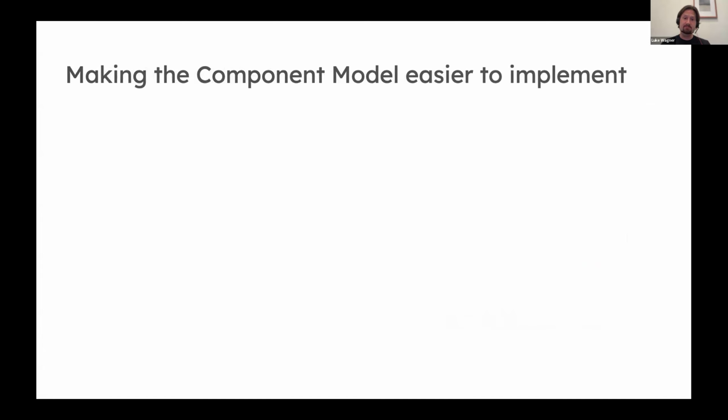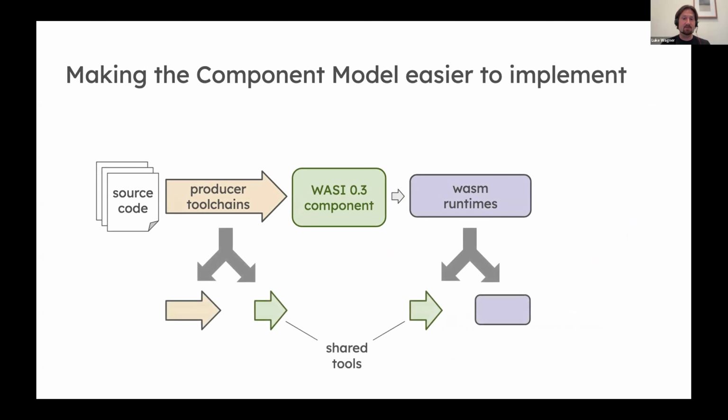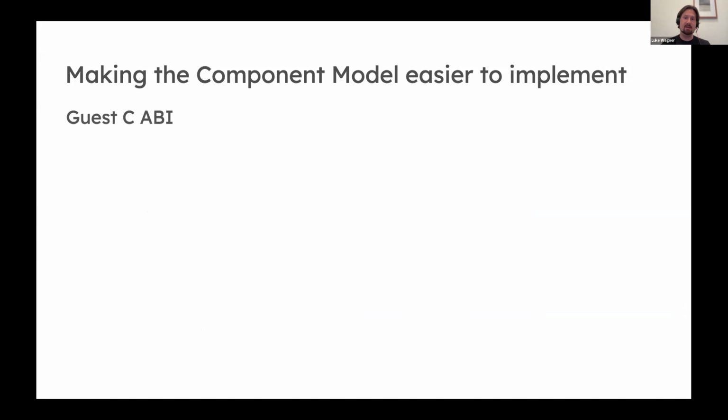So then, third to do is to make the component model easier to implement. And I think there are roughly 2 big categories of implementations here. We've got producer toolchains compiling source code into components, and WASM runtimes executing components. And for both of these, there's an opportunity to factor out some common implementation work into shared tools. The high-level idea here is to boil WIT down into a pair of traditional C ABIs, one for the guest and one for the host, both expressible as header files. So let's dig into each one, starting with the guest C ABI.